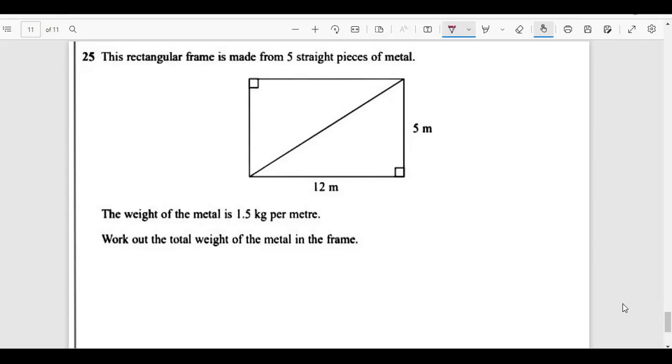So this rectangular frame is made of 5 straight pieces. You can see that each meter weighs 1.5 kgs. So you need to find the total weight by first finding out the total meters and then multiplying it by 1.5. So I'll wait for 2 minutes. Please work out your answers and type that in chat box.